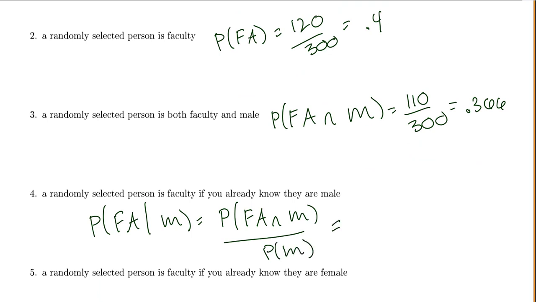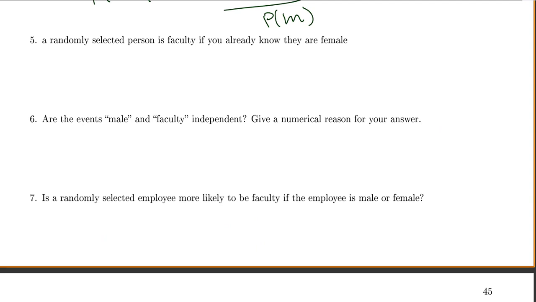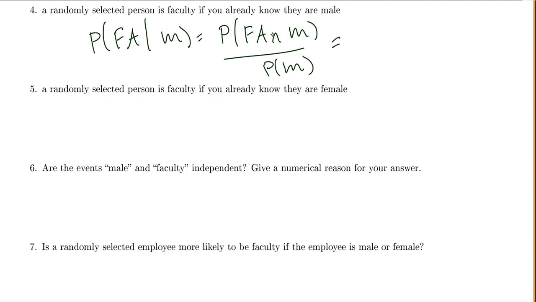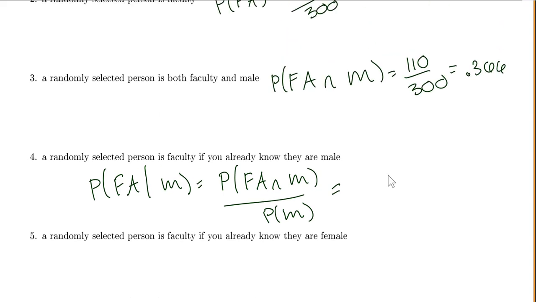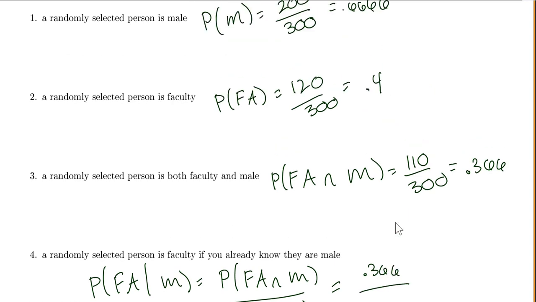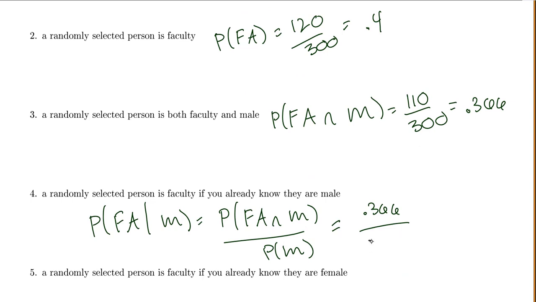So this gives me, you were right. Oh, that means, sorry about that. Okay, so we have the probability of faculty and male over probability of male. We found all those, which is why I made you find them. So faculty and male is this 0.3666. Probability of male is 0.6666, which equals 0.5555.